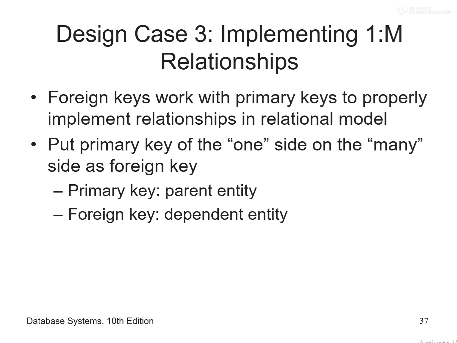In order to implement a one-to-many relationship, the rule is very simple. You have to add the primary key of the one side on the many side as a foreign key, and the primary key becomes the parent entity and the foreign key becomes the dependent entity.